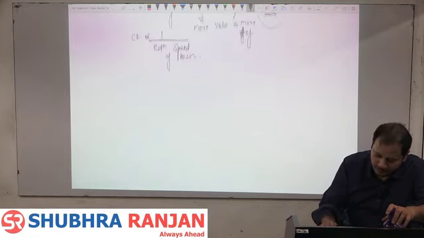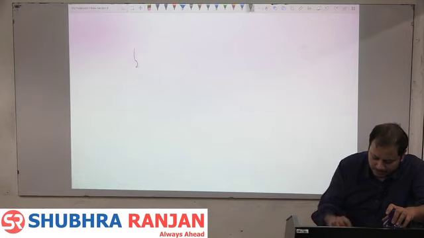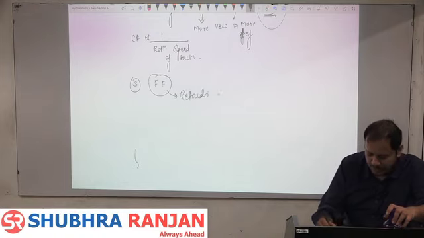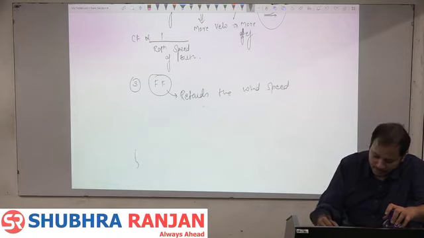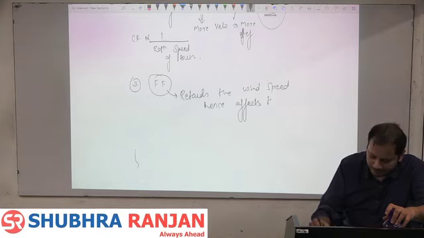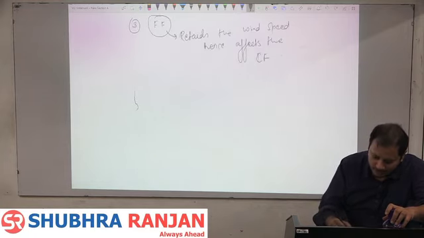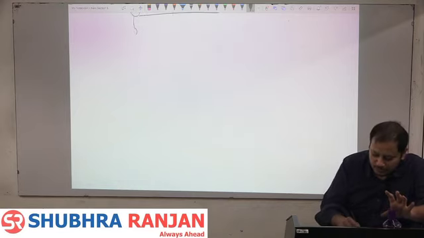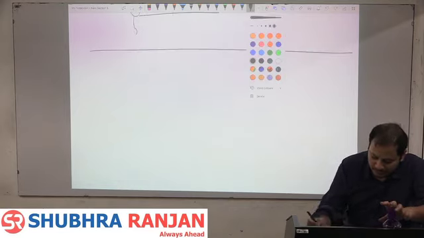Fine. The third kind of force is the frictional force, which retards or reduces the wind speed and hence affects the Coriolis force. And the fourth is centripetal force. This is where we had stopped. Clear? With this we come to two new concepts. One concept is that of the geostrophic winds.